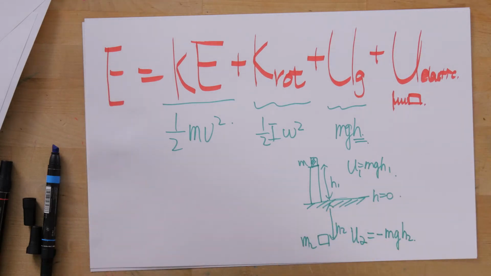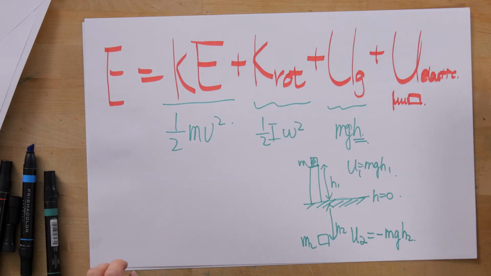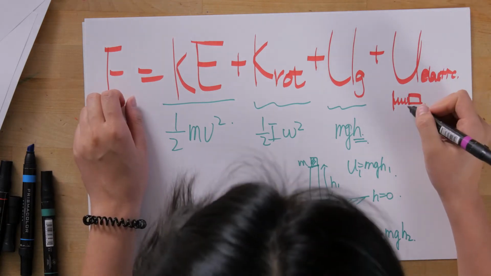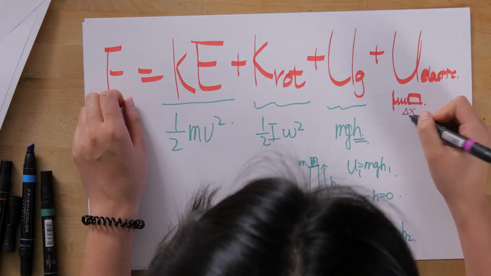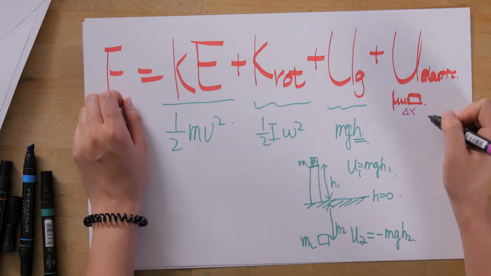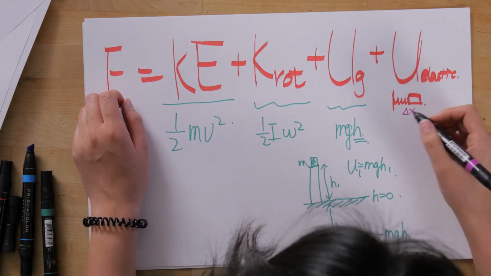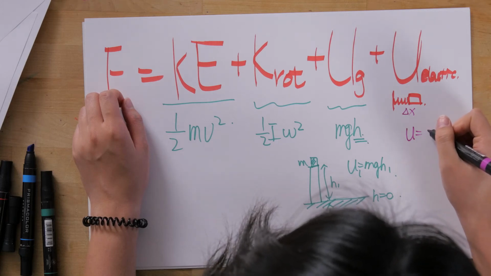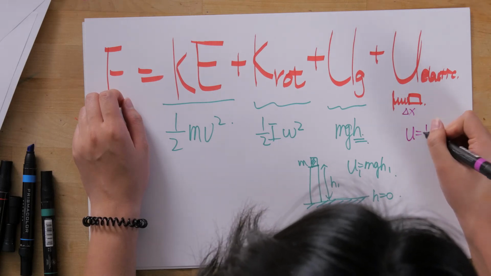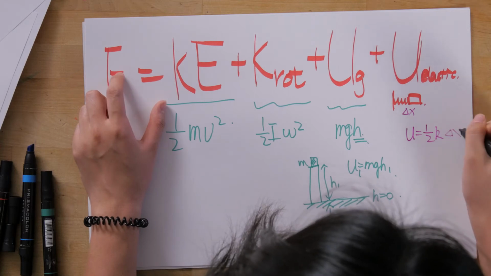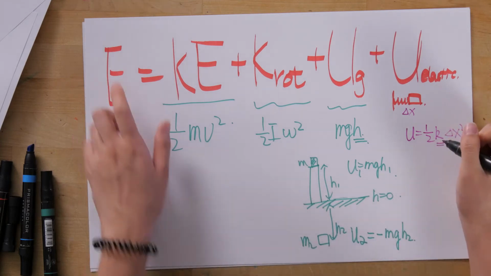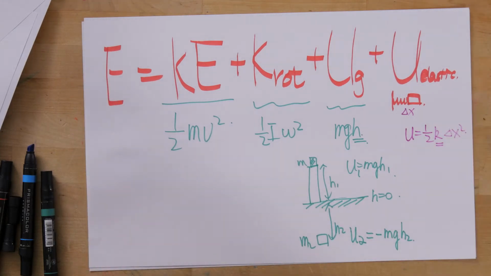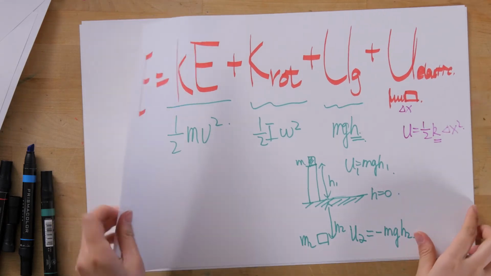What is the potential energy from the spring? If the spring is compressed by length delta x, then the potential energy equals 1/2 k delta x squared. k is the spring constant.